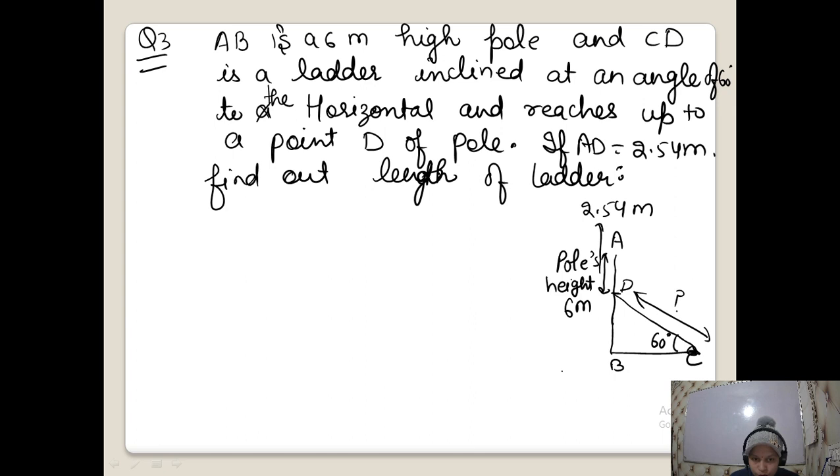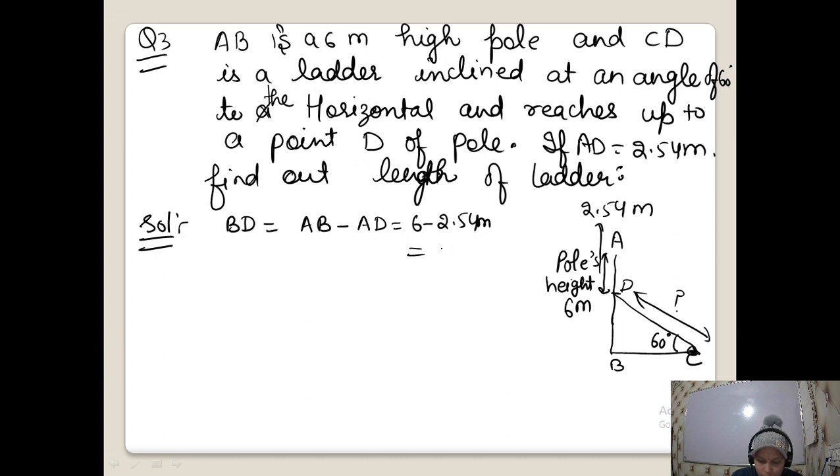Now you can solve it by this method. First of all, you have to find BD. BD is equal to AB minus AD, that is 6 minus 2.54 meter. When we subtract 2.54 from 6, we will get 3.46 meter.